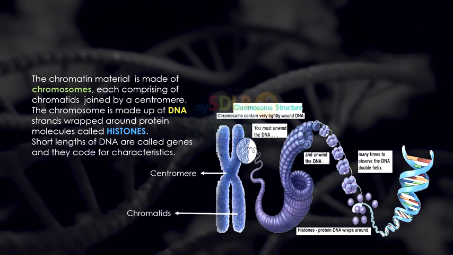Short lengths of DNA are called genes, and they code for characteristics. For example, you may have a gene on one chromosome for eye color, you may have a gene on another chromosome at that position for shape of ears. The genes are small segments of DNA.